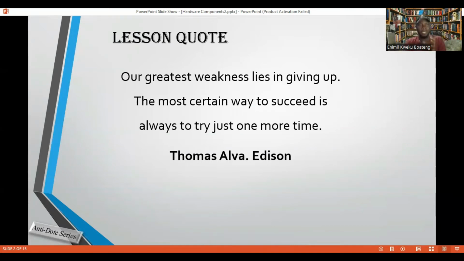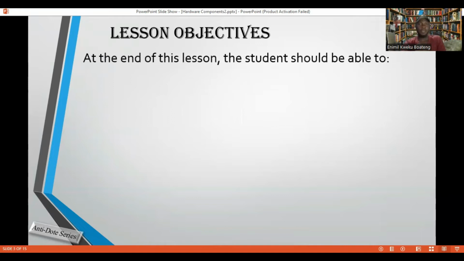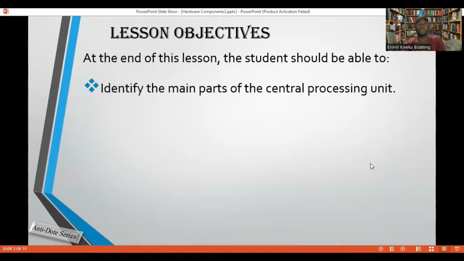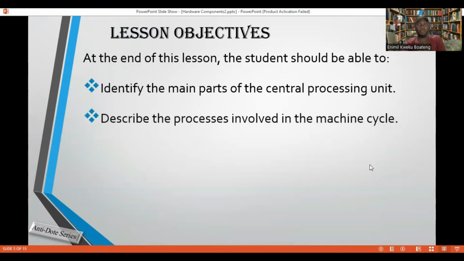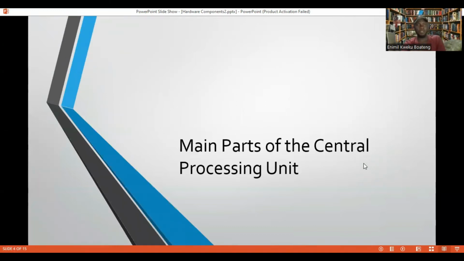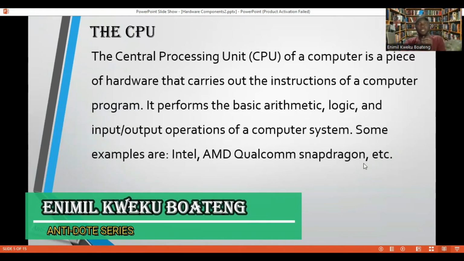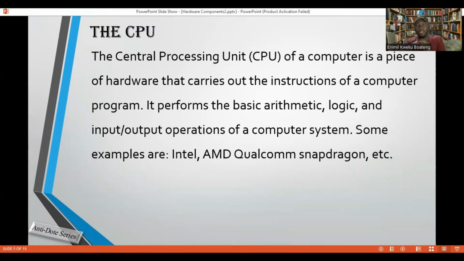Thomas Alva Edison. The lesson objectives. At the end of this lesson, the student should be able to identify the main parts of the central processing unit and then describe the processes involved in the machine cycle. Now, main parts of the central processing unit. The CPU, the central processing unit of a computer, is a piece of hardware that carries out the instructions of a computer program. It performs the basic arithmetic, logic, and input and output operations of a computer system. Some examples are Intel, AMD, Qualcomm Snapdragon, etc.